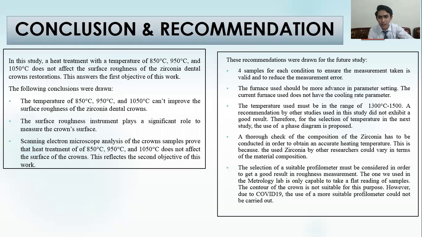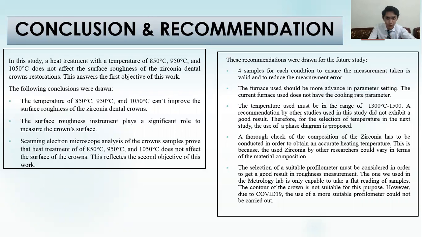So in conclusion, what can be drawn from this study is, the first one, the temperatures of 850 degrees Celsius, 950 degrees Celsius, and 1050 degrees Celsius do not improve the surface roughness of the zirconia dental crowns. Second, the surface roughness instrument plays a significant role in measuring the crown's surface. And the last one, the scanning electron microscope analysis of the crown samples proves that heat treatment at 850, 950, and 1050 degrees Celsius does not affect the surface of the crowns. This reflects the second objective of this work.